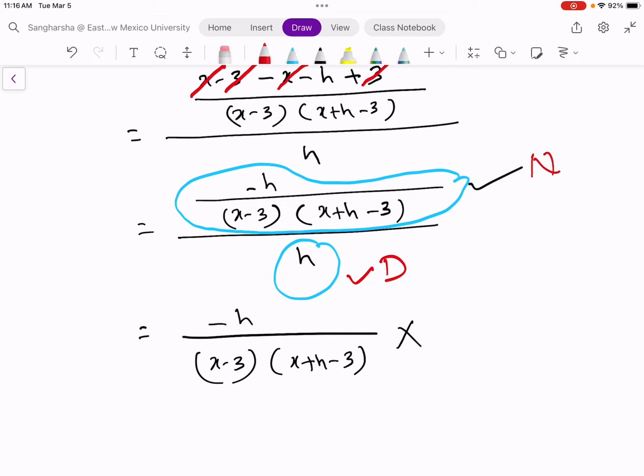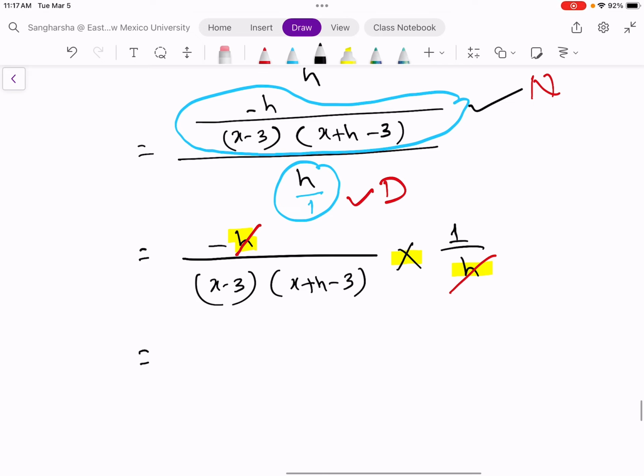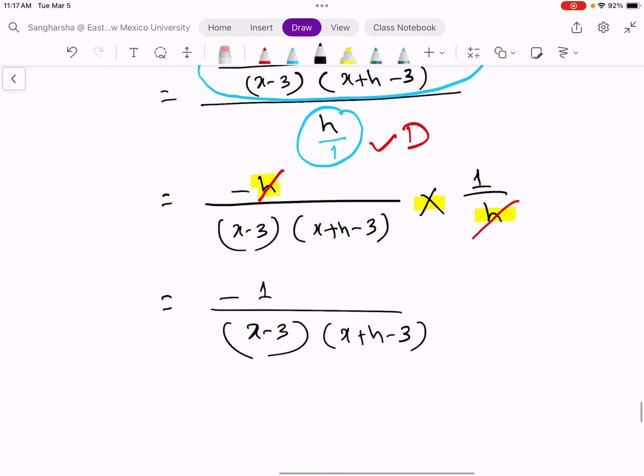What is the reciprocal of h? You are flipping the numerator and denominator. So this h has a denominator 1, right? And if you flip, we get 1 over h. Okay, so here we have a product. We have only one factor here. We have only one factor here. We can cancel this. H and h are cancelled. And the remaining is our final answer. So we have negative times 1, negative 1 divided by x minus 3 times x plus h minus 3. This is the difference quotient.